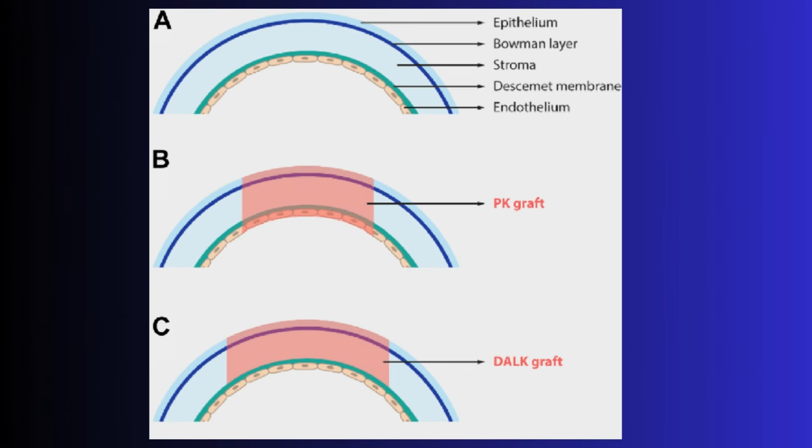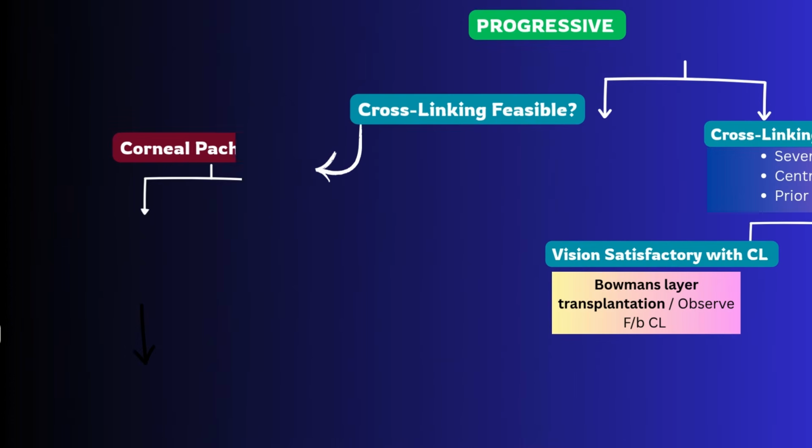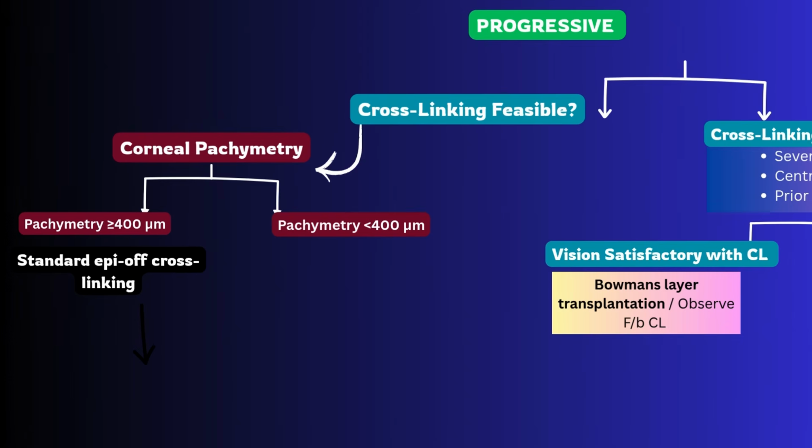Now, what if the cross-linking is feasible? Now let's look at the other side. If the cross-linking is feasible, then great. You move forward, but you need to evaluate the pachymetry. Here's how you stratify. If pachymetry is more than 400 microns, you proceed with the standard epithelium-off cross-linking using the Dresden protocol. If the pachymetry is less than 400 microns, you can't use the standard protocol.